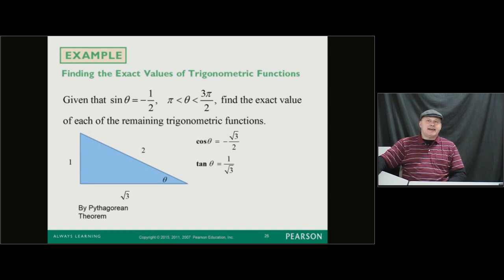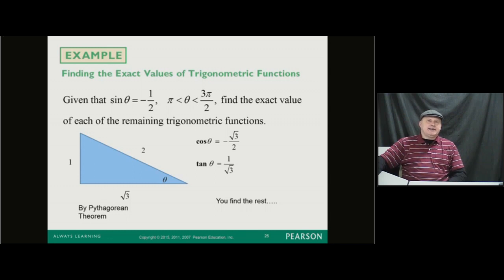Then you do the secant of theta. It's going to be negative 2 over root 3, the reciprocal. The cotangent of theta is going to be the square root of 3 over 1, or simply square root of 3. And then the only one left is cosecant. The cosecant of theta is going to be the reciprocal of sine of theta. And so it would be negative 2 over 1. And I didn't list those down because I want you to find the rest. I just told you what they are, though. So they'll find the rest of them. And so that's kind of where it works.